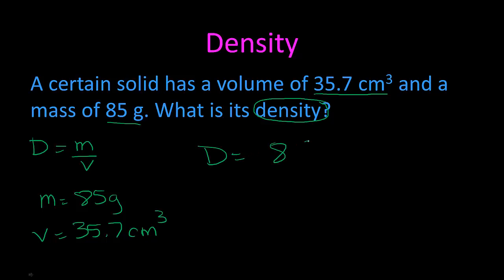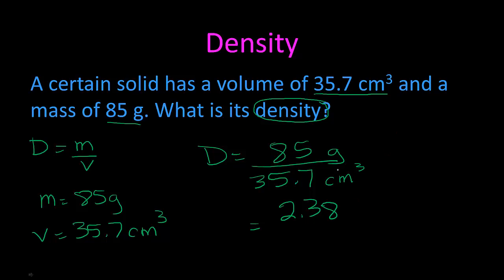Density is equal to 85 divided by 35.7 cubic centimeters. That happens to be 2.38, and some other numbers. Grams per cubic centimeter. Do not forget your units. Okay, we're not done yet.